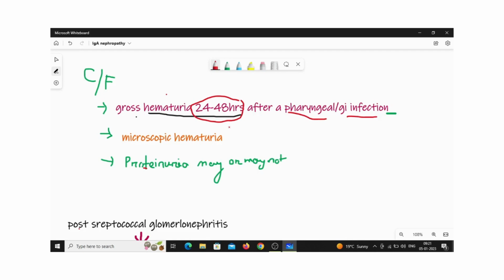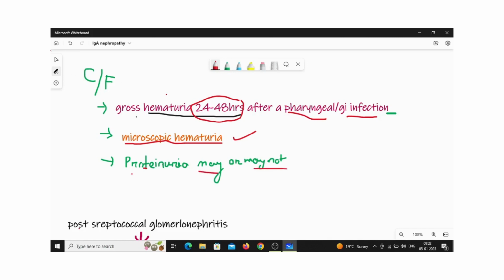In an examination, a question will appear that after pharyngitis, within 24 hours, if there is hematuria in a child of age 12, what is the most probable diagnosis? The diagnosis is IgA nephropathy. As you know, it may be gross hematuria or microscopic hematuria. And this is important: proteinuria may or may not be present in IgA nephropathy. A question may appear that proteinuria is always associated with IgA nephropathy, true or false? It is false, because it may be present or may not be present.